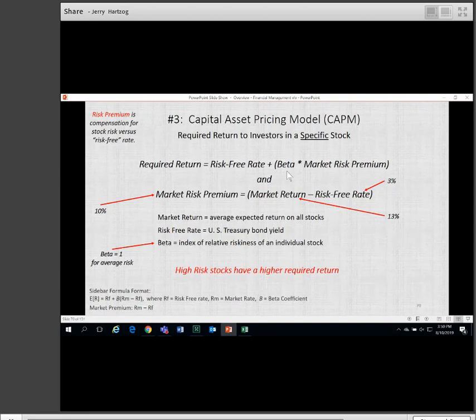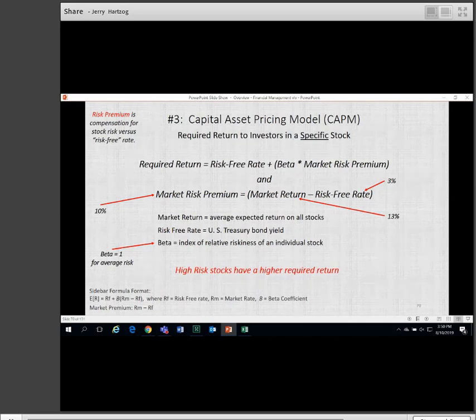Now, a company might be riskier than normal. Let's say the company has a beta of 1.5. If that is so, it's 50% riskier than the average stock. You multiply 1.5 times that market risk premium of 10%, it would have a market risk premium of 15%. So it'd have 15% plus the 3% risk-free rate, a required return of 18% on that risky stock.